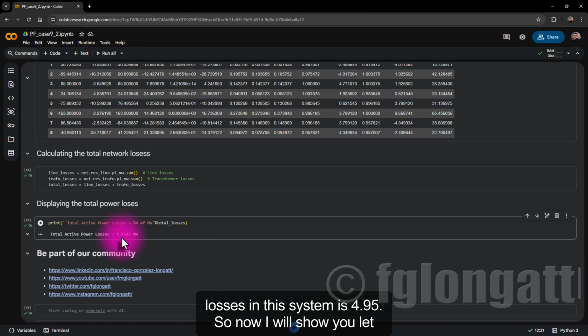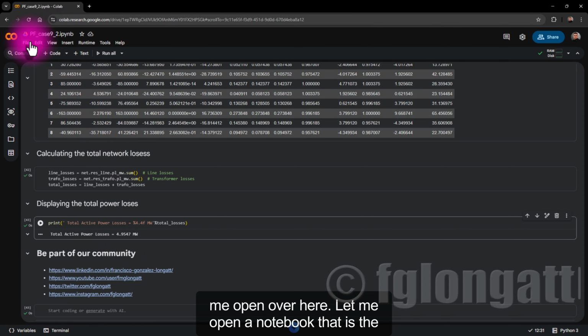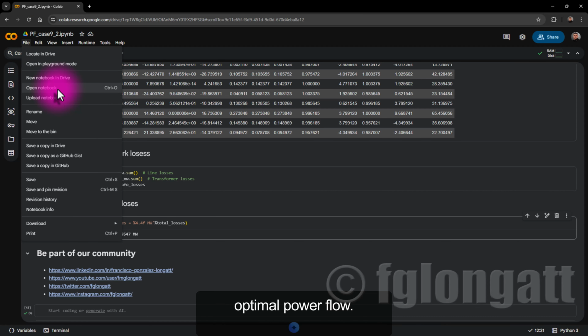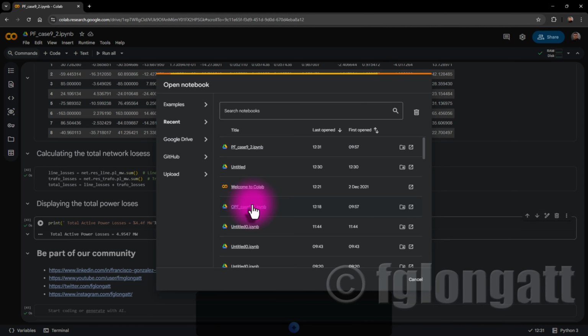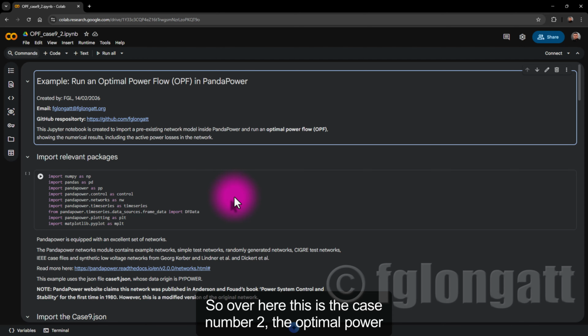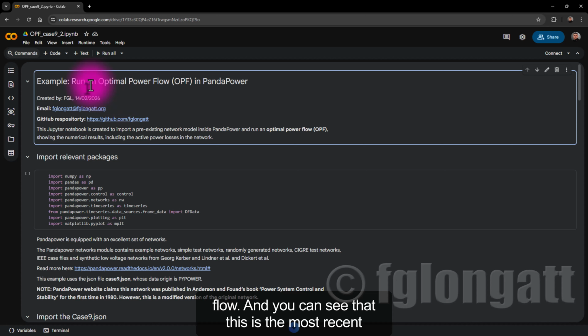So now I will show you, let me open over here, a notebook. That is the optimal power flow. So over here, this is case number 2, the optimal power flow. And you can see that this is the most recent version. This is version 2026.